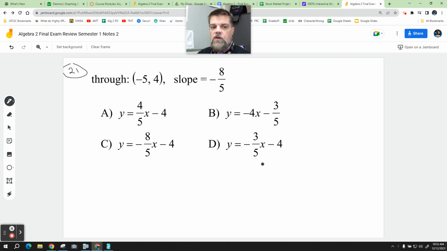All right, so we need to write the equation that goes through this point, and has this slope. So remember, whenever they give you a point and a slope, you're going to use the point-slope form. Makes sense, right? Who remembers the point-slope form?